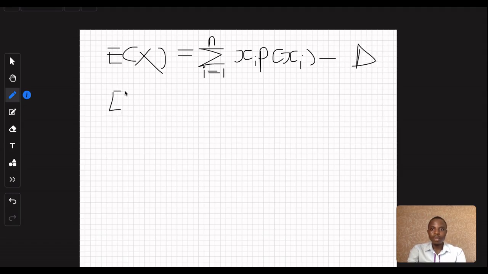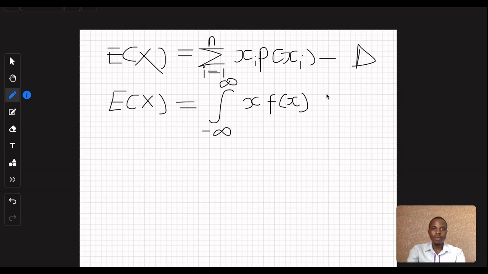But what about in a case where it is continuous? Then we are going to have something like this. If you remember, we integrate when we deal with this. The range may differ, it may not be from minus infinity to infinity, but generally we write it this way: X, but this time around we consider X multiplied by f of X.